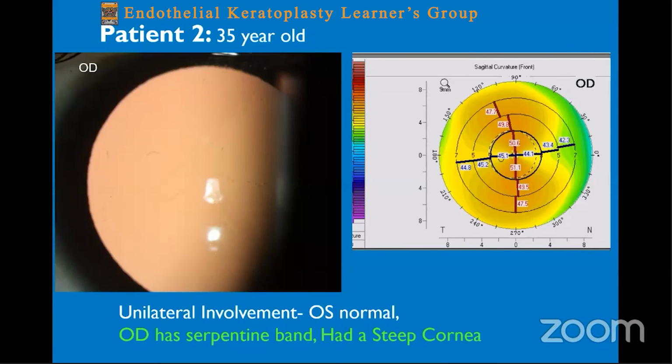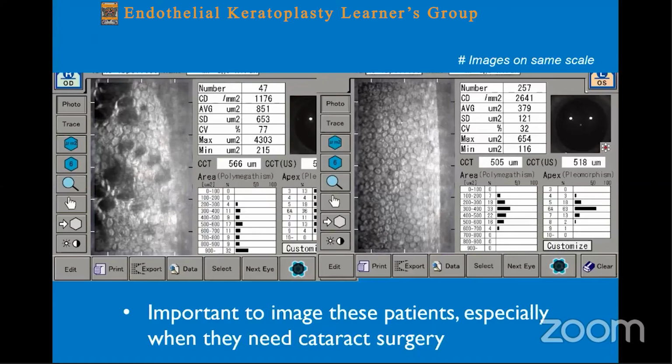Also because, specifically, if you're wanting to plan a cataract surgery in future, it is good to know what is the endothelial cell reserve in these patients. So we can see the right and left eye comparison. Left eye being normal shows a normal cell count for a 35-year-old, but the right eye being affected by this dystrophy, the cell count is 1,176, which is low compared to what is expected from the opposite eye.